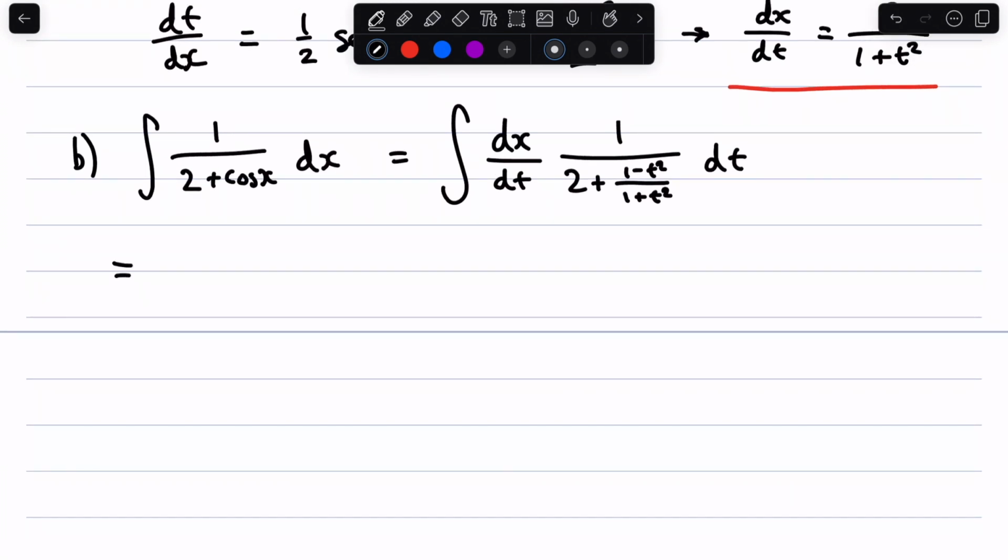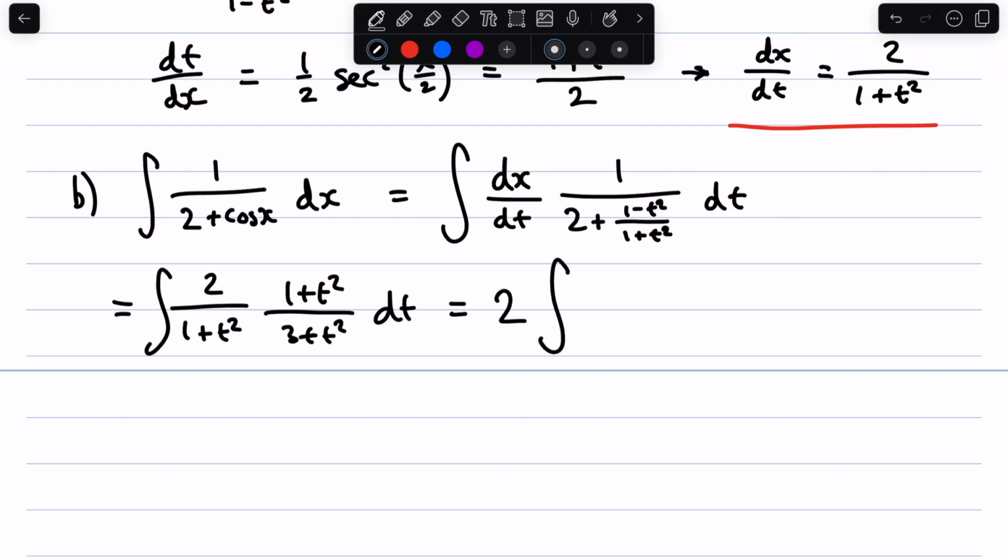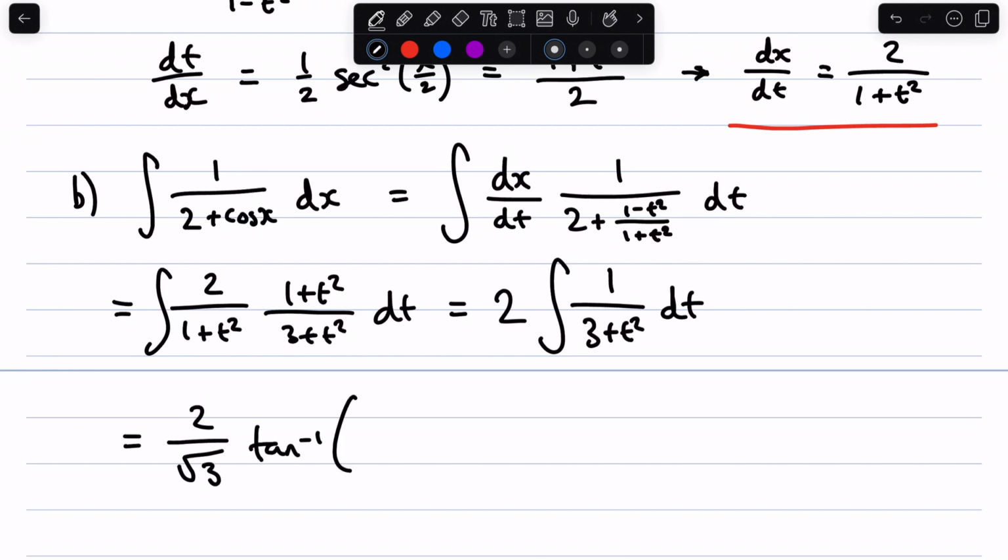Next, we can substitute in our dx by dt and see that this will be 2 over 1 plus t squared, and also simplify our second fraction. So this will be 1 plus t squared over 3 plus t squared. That's t again, there you go. Integrated over dt, and therefore that's 2 times the integral of 1 over 3 plus t squared dt, which equals 2 over root 3 arctan of t over root 3 plus c.